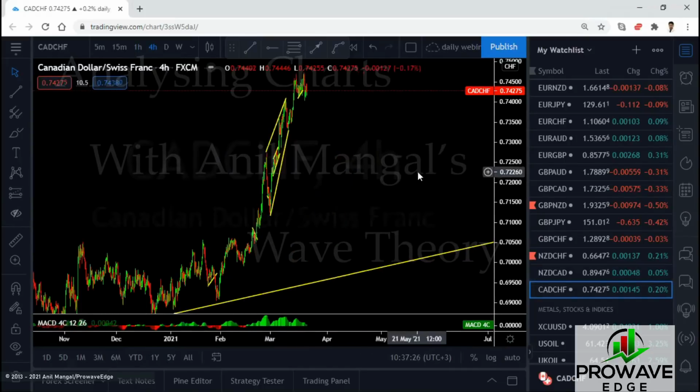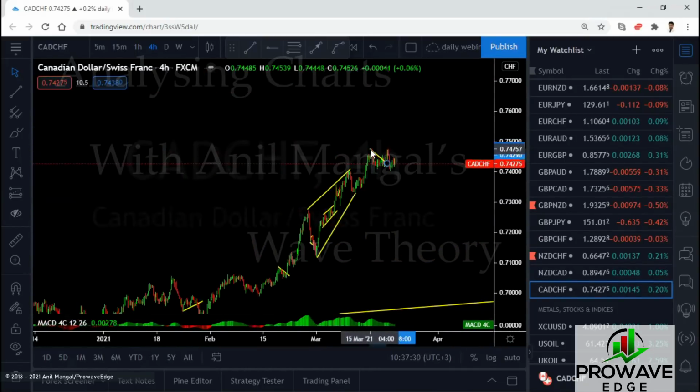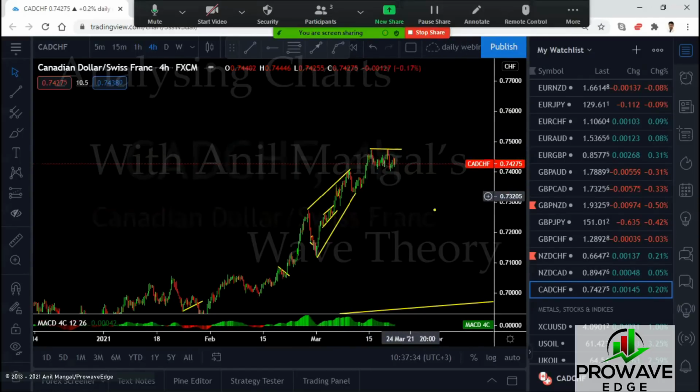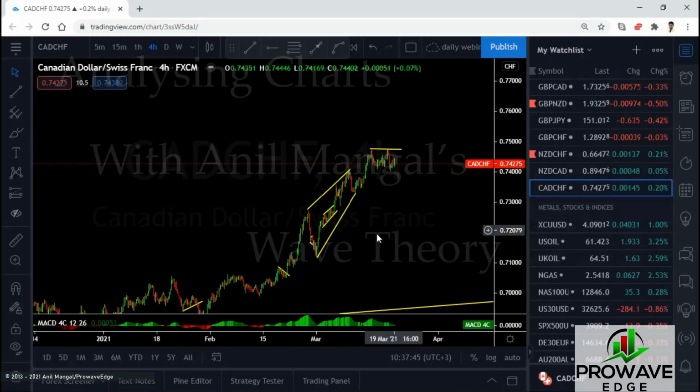CAD Swiss. It's just going sideways. And if you keep going sideways here, you're likely going to go up, right? This might come back here, drop again, come back, drop, and then you get upside. If you do that, it's upside. Let's go. So that is for the Forex trades.